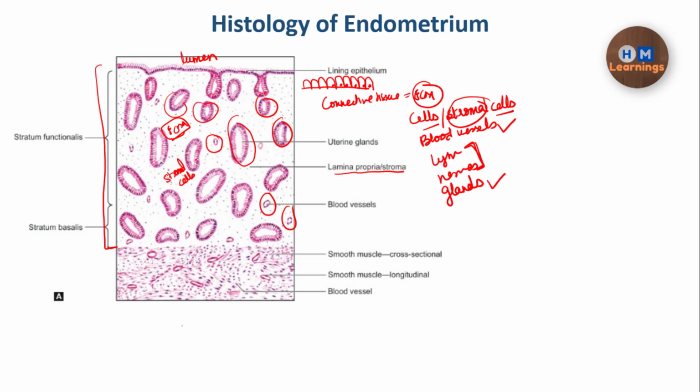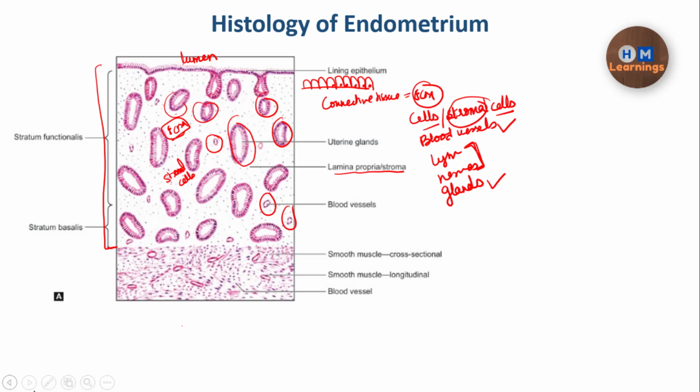So this is the histology of the endometrium. It's a complex tissue which has the epithelial tissue as well as the connective tissue. It's basically a mucous membrane. This is important to remember because all these parts of the endometrium are going to change in different phases of the menstrual cycle and the endometrial cycle under the influence of the ovarian hormones. How estrogen is going to affect them, how progesterone is going to affect them, we are going to see in the next video.